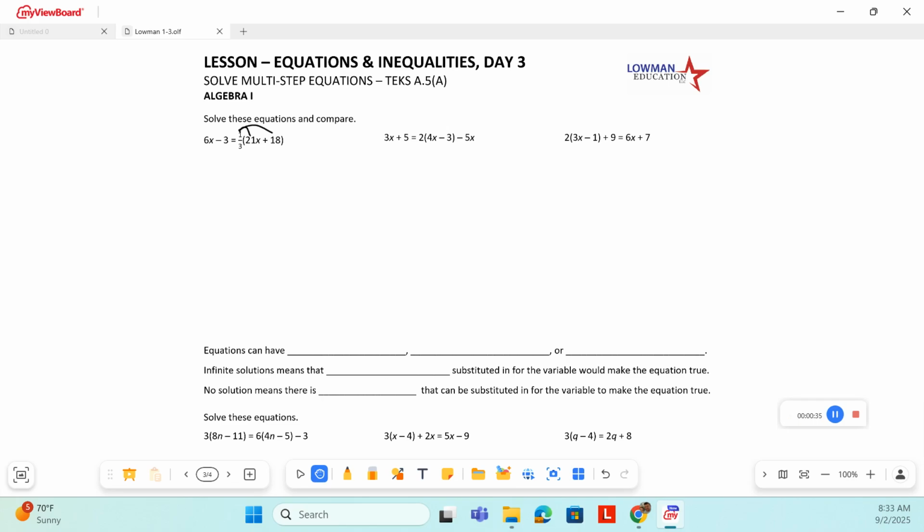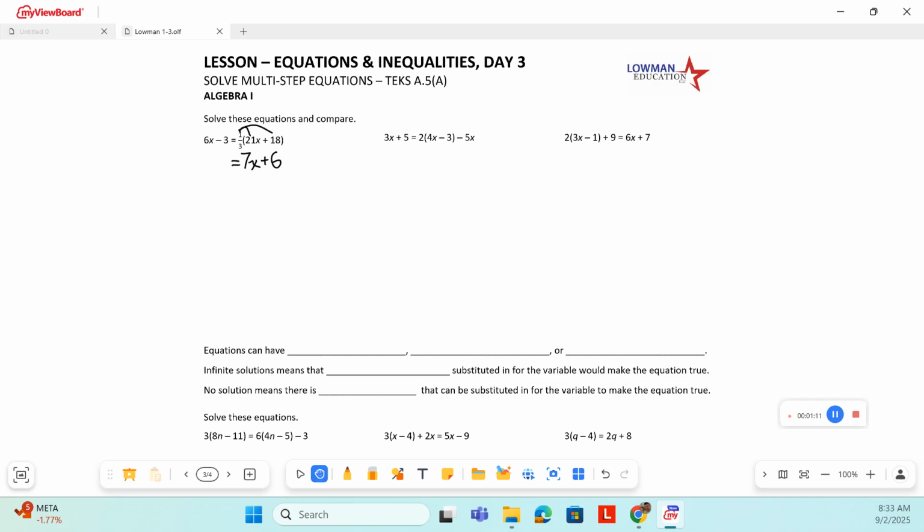I will do some distribution there. And just because we got a fraction, again, don't be worried about it. I can just put that in the calculator to multiply. What I end up doing is 1/3 times 21, which is just going to be 7x. And then I'm going to do 1/3 times a positive 18, which is going to give me 6.